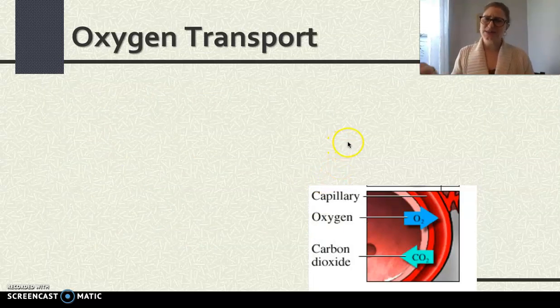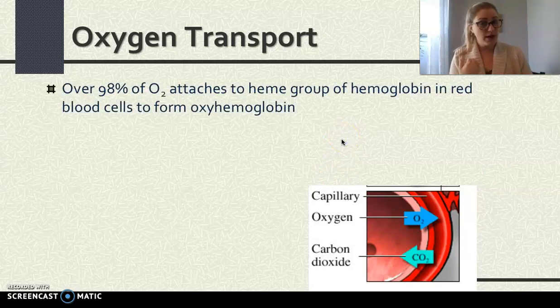So how does the blood get from your lungs to your cells? Well, hopefully this is a little familiar. We have red blood cells which contain a protein called hemoglobin. You might remember hemoglobin has that iron in the middle of it, and that's what ends up making it nice and bright and red when it is attached to the oxygen.